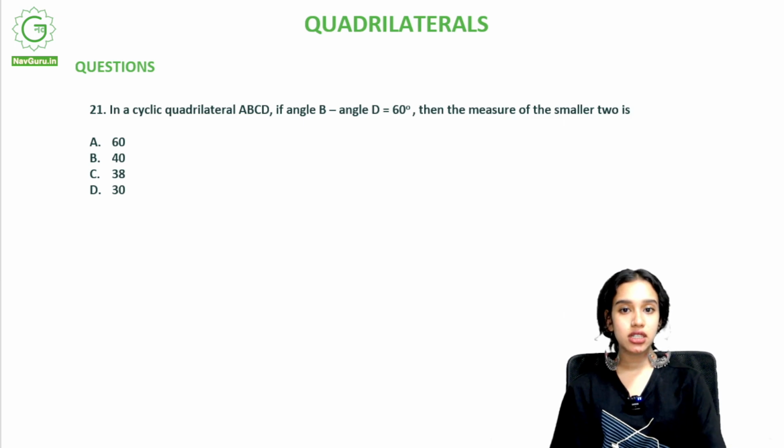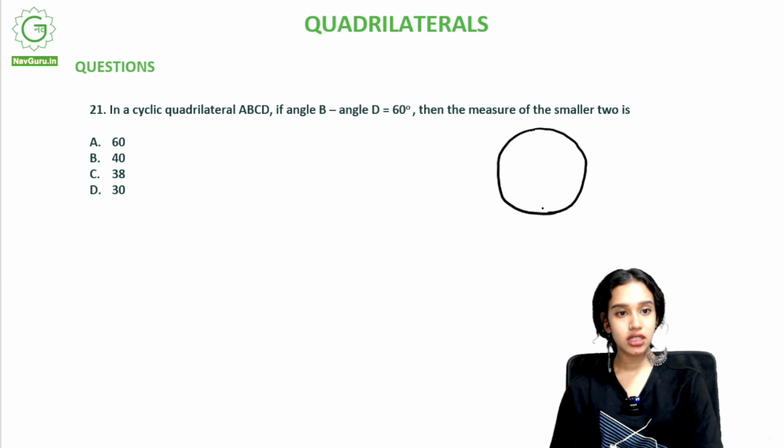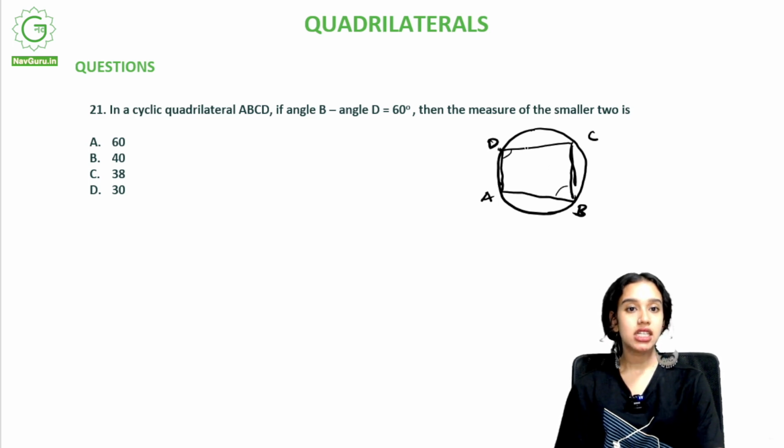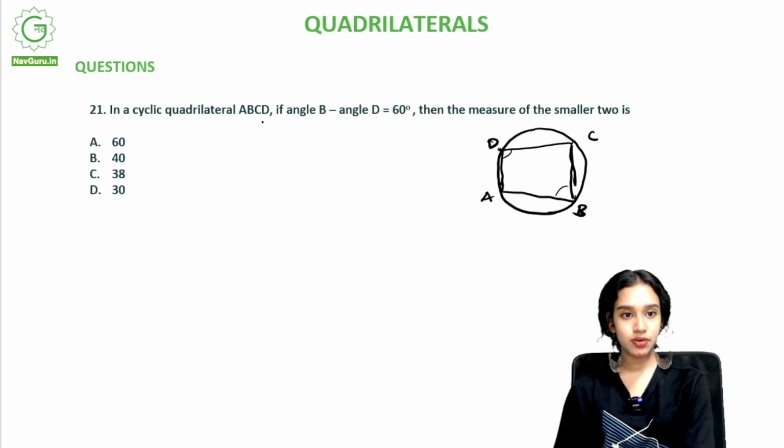In a cyclic quadrilateral ABCD, if angle B minus angle D is equal to 60 degrees, then the measure of the smaller one is. So we have a cyclic quadrilateral, right? We have 4 points here. Taking 4 points, let's make it a straight line. So this is a cyclic quadrilateral. Let's say this is A, B, C and D. Angle B minus angle D is equal to 60 degrees, right?